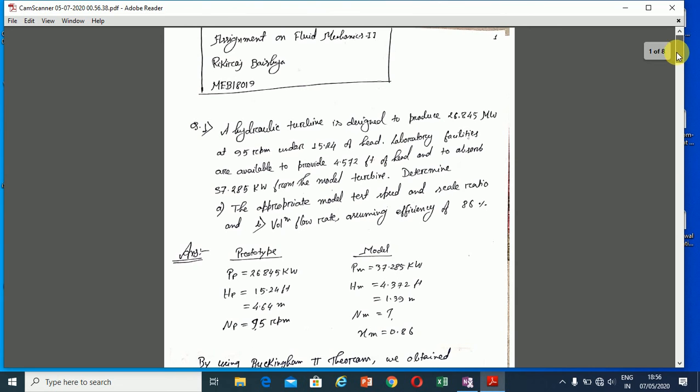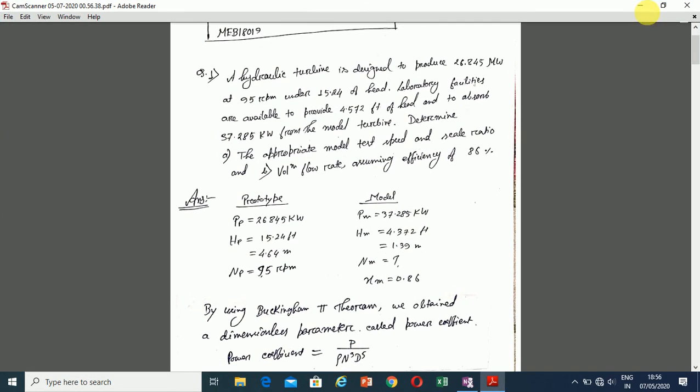So we have the given data for the prototype. Power of prototype P equal to 26,845 kilowatt. Head 15.24 foot, that is 4.64 meter. Rotational speed N equal to 95 RPM. For the model, power 37.285 kilowatt. Head is 4.372 foot, that is 1.39 meter. NM is asked in the question, and efficiency is given 86%, that is 0.86.